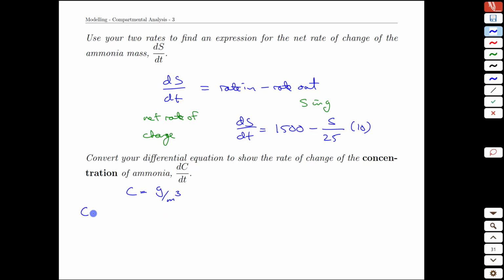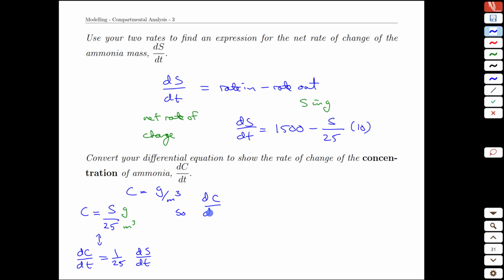How can we do that? Well, the concentration, we already talked about this, is the total amount of ammonia divided by the total tank volume. S is in grams, 25 is the cubic meters of tank volume. And we can also take a derivative of this if we like, thinking back to implicit derivatives. We can take the time derivative of both sides. The 1 over 25 is a constant, and the dS dt would just be the derivative of the amount of ammonia with respect to time. So if we want dC dt, we can just use this formula here.